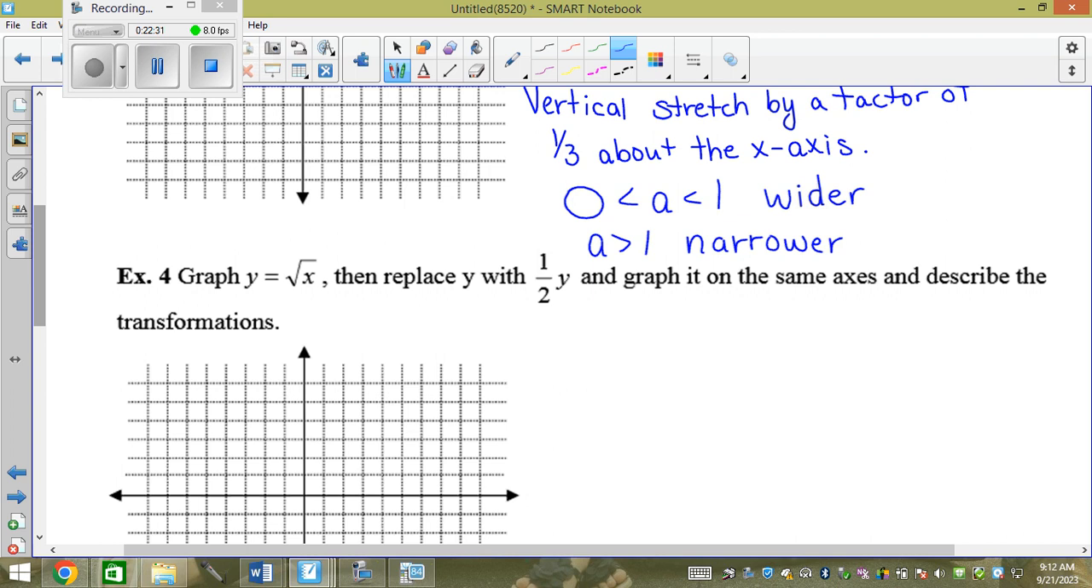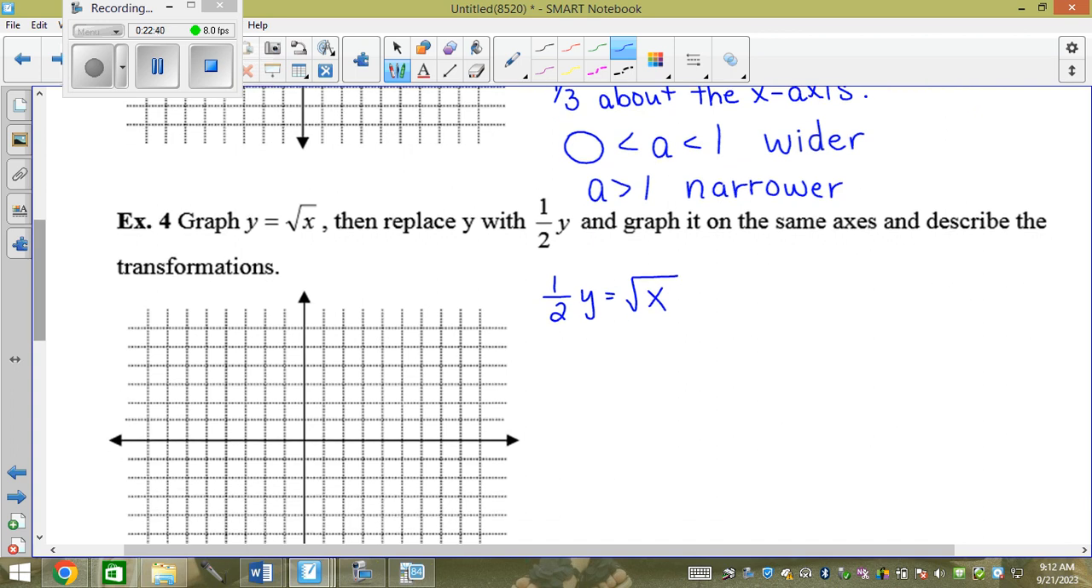So this one I replaced with 1/2 y. So I get 1/2 y equals root x. Type root x into your calculator.